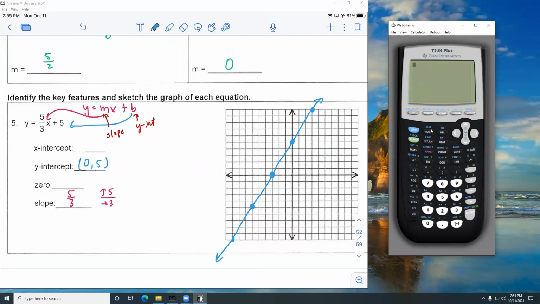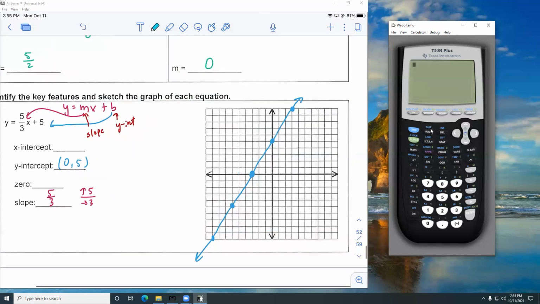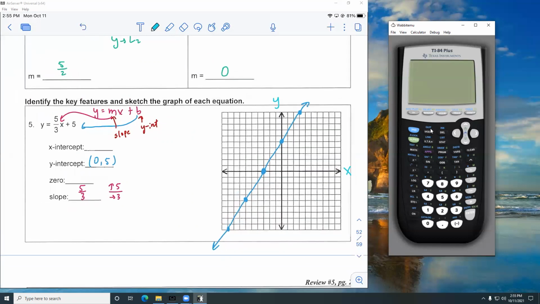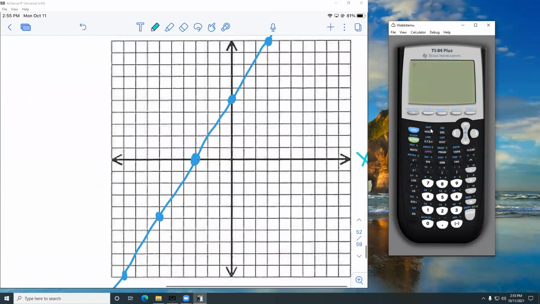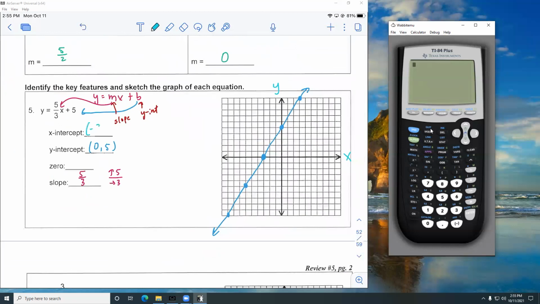Now let's answer our last question. What is my x-intercept? That's where I cross my x-axis. Remember, left and right is my x, up and down is my y. Looking at my x-intercept, I count over -1, -2, -3. So my x-intercept is the point -3, 0. And I know that the zero is just the x value of my x-intercept. So my zero is -3.